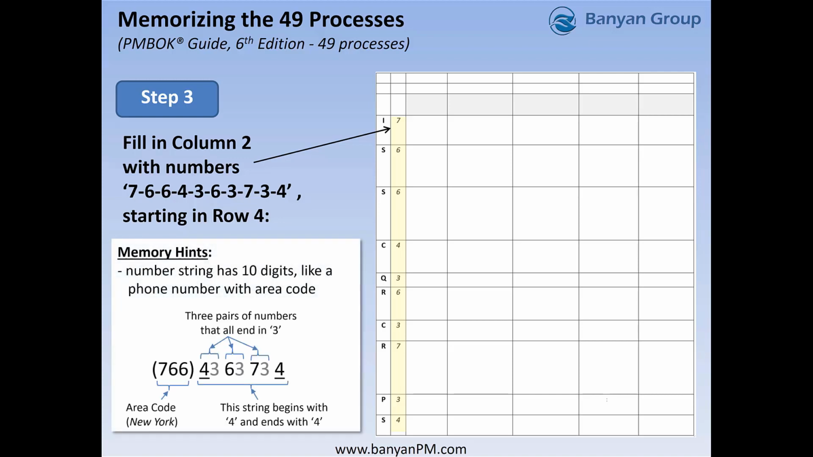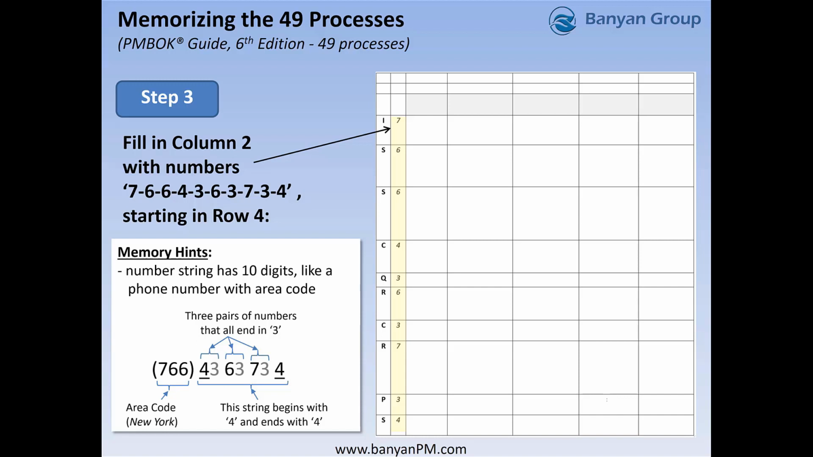If the first 3 digits were an area code, it would be 766, which happens to be a real area code in New York State. So if you live in New York State, this will be even more meaningful to you. And then for the remaining 7 digits, we notice there are 3 pairs of numbers that all end in 3. It's 43, 63, 73. We also notice that these last 7 digits start with 4 and end with 4.